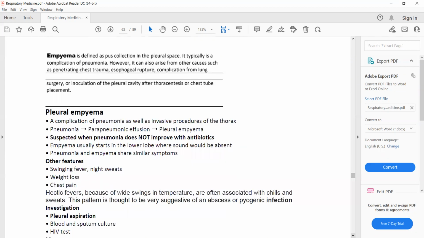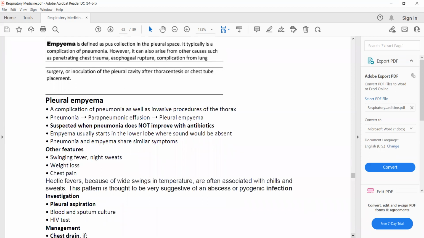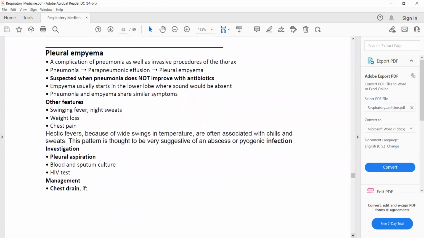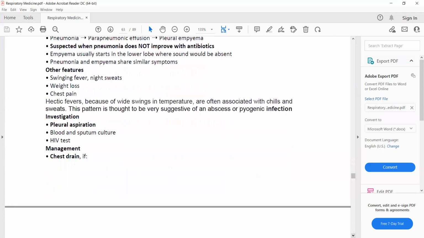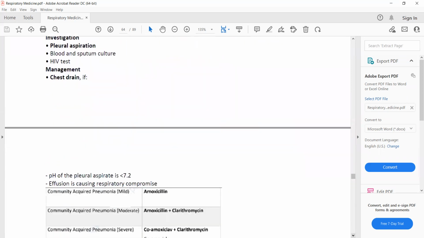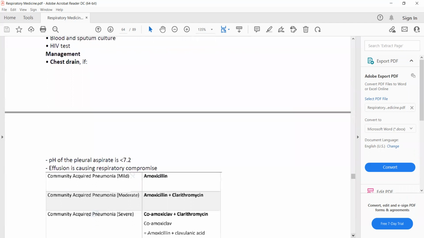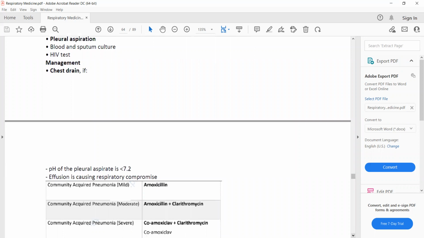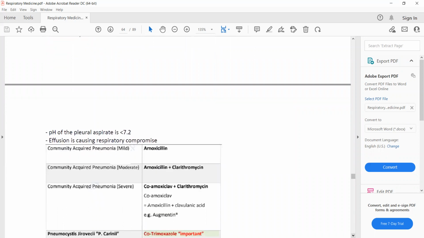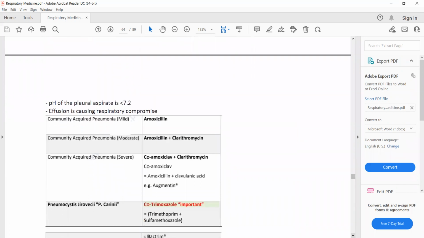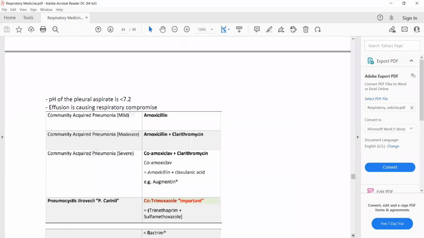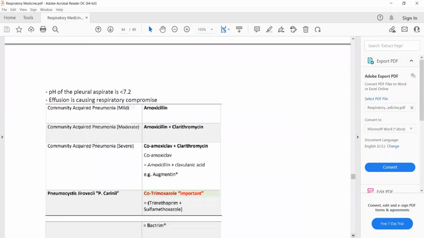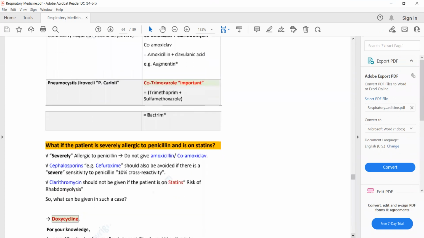When will you suspect pleural empyema? If a person's pneumonia is not resolving with antibiotic treatment and he has developed swinging fever, night sweats, weight loss, and chest pain. Management is simple: pleural aspiration and send it for culture and microscopy. And if the pH is less than 7.2, or if the effusion is causing respiratory compromise, then we will put in a chest drain.